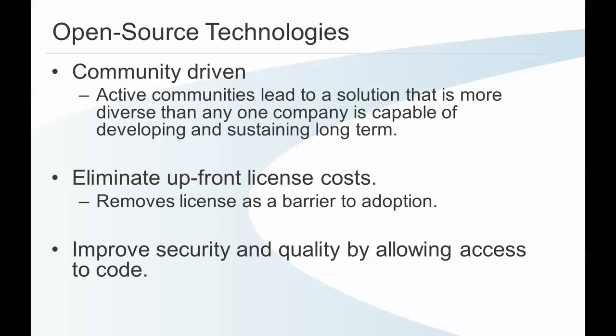When we built the application, we settled on open source technology, specifically a product called Solr from Apache and a framework called Angular 2 driven out of Google, but a community product. We felt that the content of open source technologies is far more diverse than what can be produced by a single company. It eliminates upfront license costs, removing license as a barrier to adoption within your organization, and it improves security and quality by allowing us to have access to the underlying code.